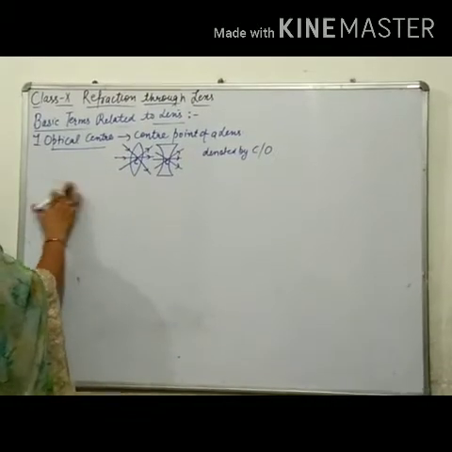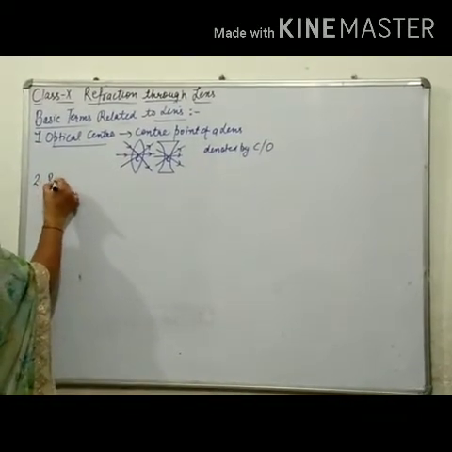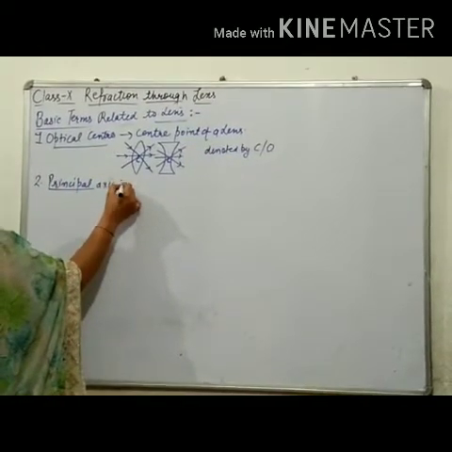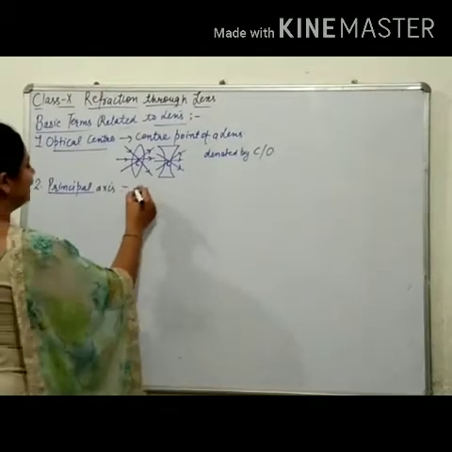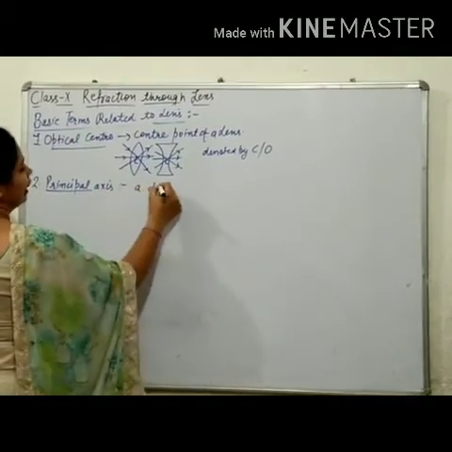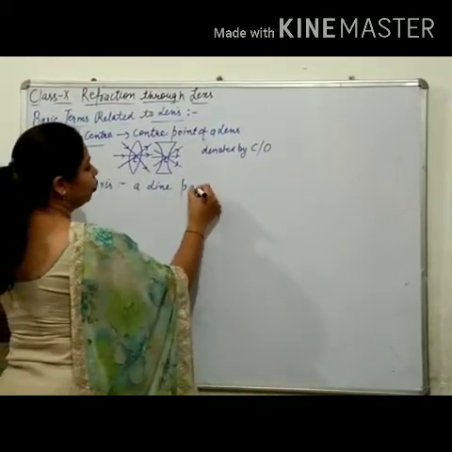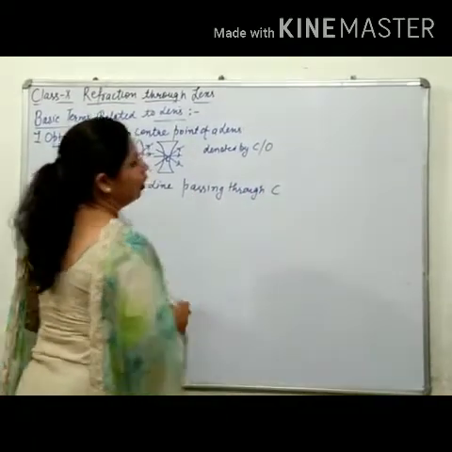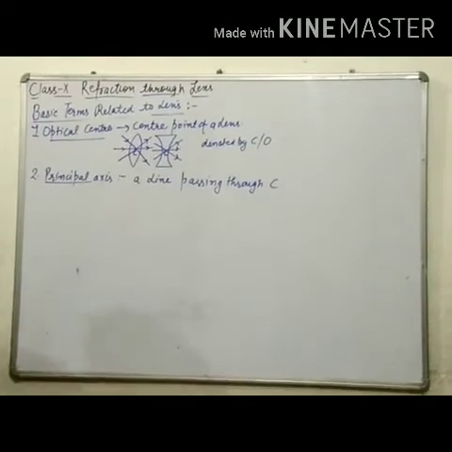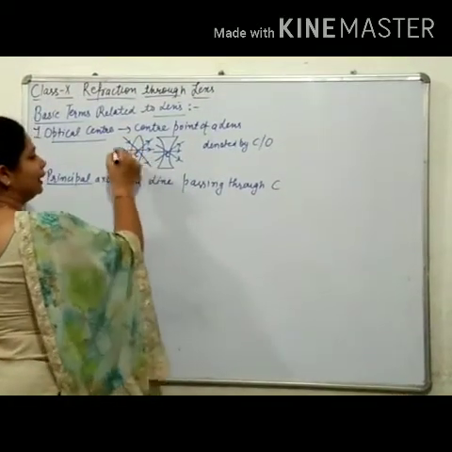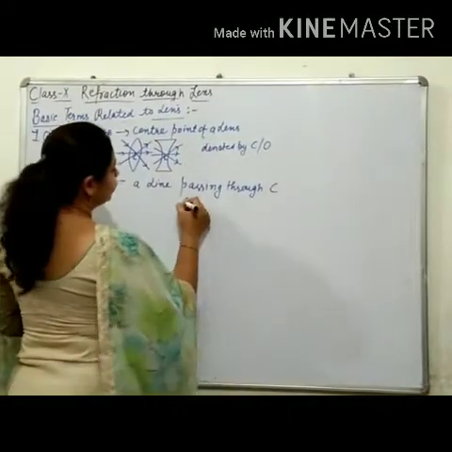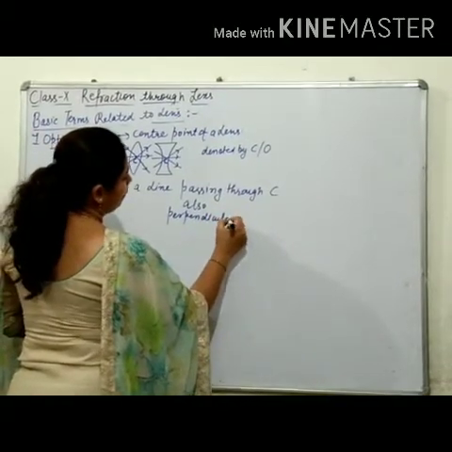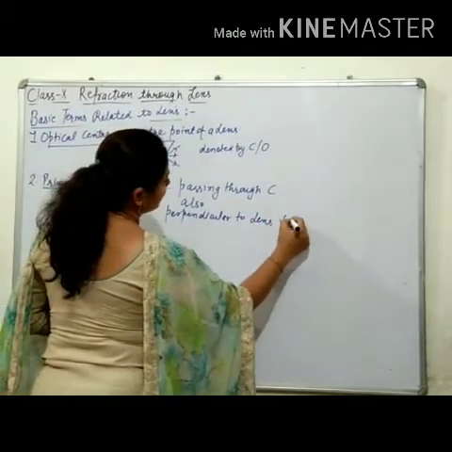Okay. So next term is principal axis. What is principal axis? Axis means a line. It is a line that is passing through optical center, which I may call either C or O. But through C, infinite numbers of lines are passing. That line is also perpendicular to the surface of the lens.